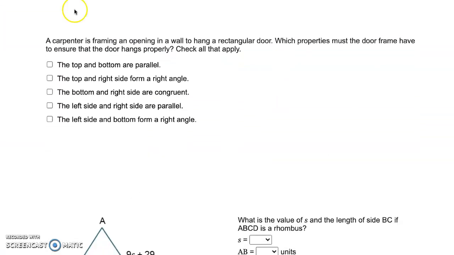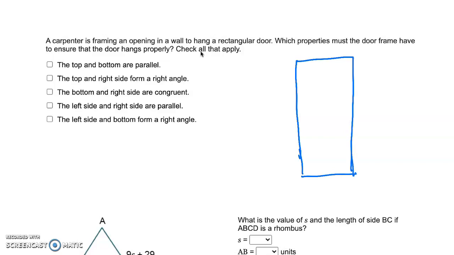So if a carpenter is framing an opening in a wall to hang a rectangular door, what do we know about rectangular doors? So he's got to have a rectangular door and he's going to frame the opening. We know we're going to have right angles, and we know the opposite sides are parallel to each other. That's what we know about rectangles. So let's take a look. Top and bottom are parallel.